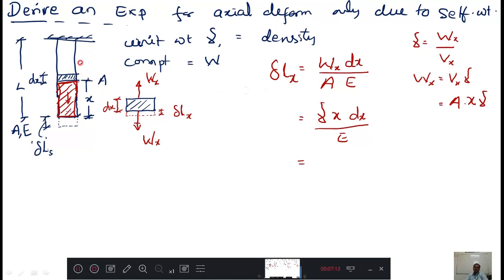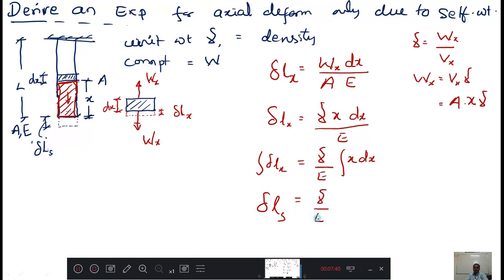If I want the expression for the complete diagram, then I have to integrate the entire thing. Then integration of delta Lx equals, gamma is a constant and E is a constant, I will take them out. Then integration of x dx. Then the integration of delta Lx will be delta Ls, the elongation due to self weight. Then this gamma and E will be constant.